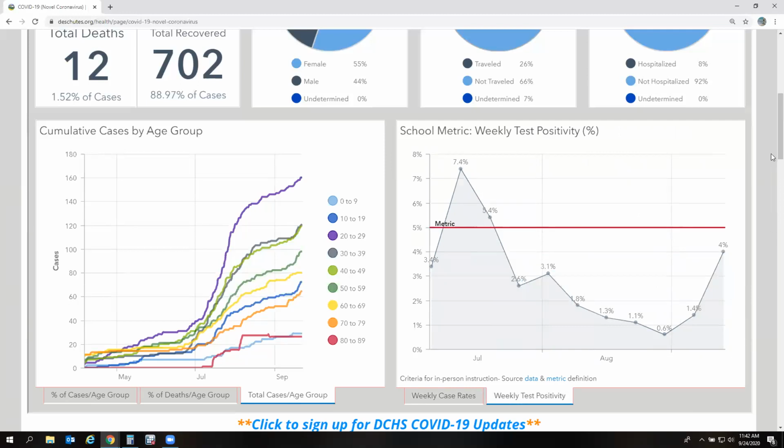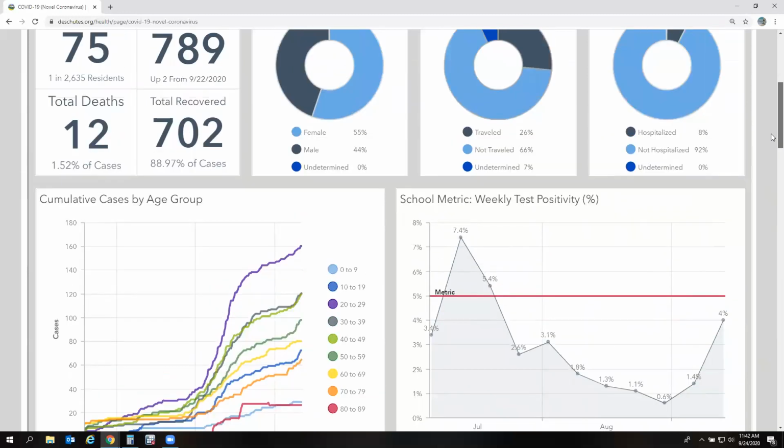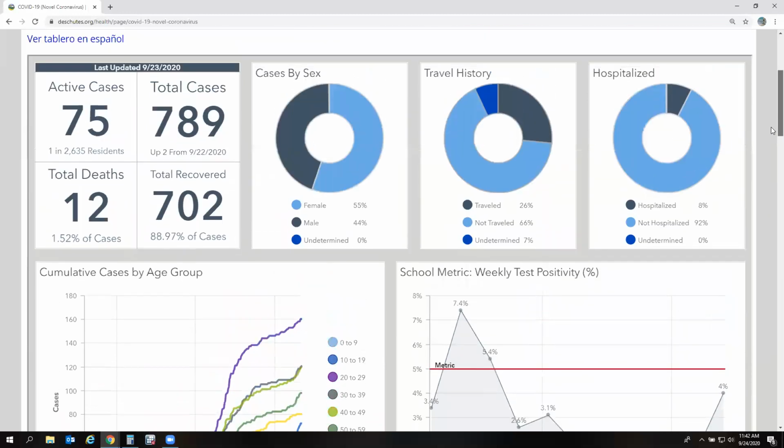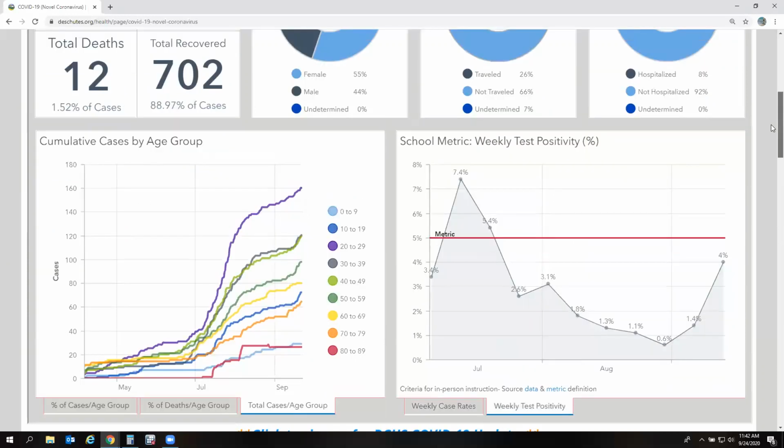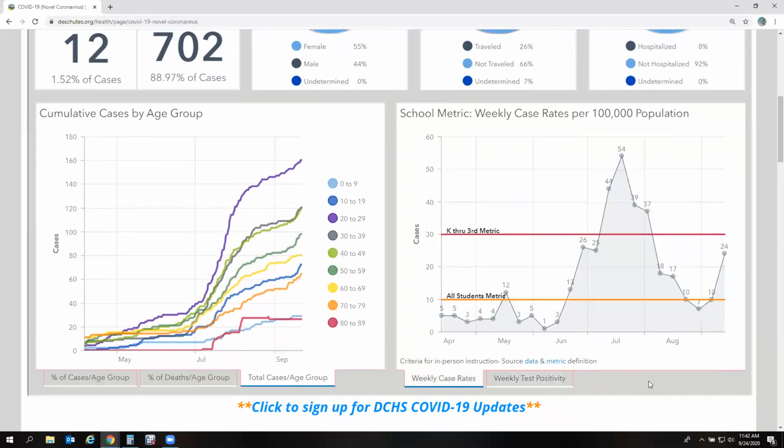This is updated Monday through Friday, usually in the afternoon after Oregon Health Authority releases their numbers for the day. So you can look for that. You can always look here at the last updated section to see if it's been updated for the day. I will say the school metrics are only updated once per week on Mondays. So you can look for an update there every Monday, again, typically in the afternoon.